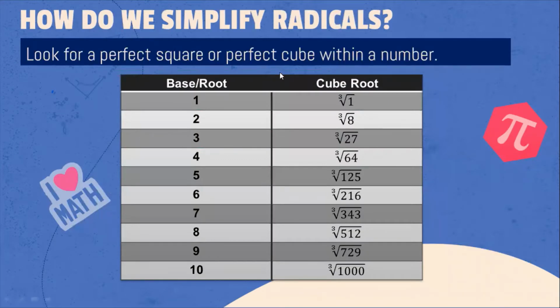Next, we also have cube roots. The cube root of 1 is 1, the cube root of 8 is 2, the cube root of 27 is 3, the cube root of 64 is 4, the cube root of 125 is 5, the cube root of 216 is 6, the cube root of 343 is 7, the cube root of 512 is 8, the cube root of 729 is 9, and the cube root of 1000 is 10.